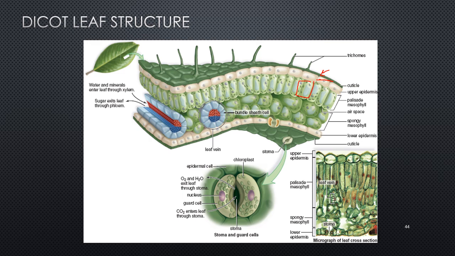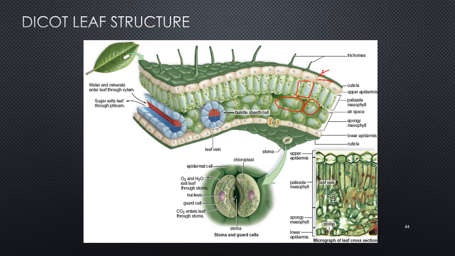Palisade, the easiest way to think of that is that there are these long stretched cells like you would see in a palace, okay? And all of the mesophyll cells is where we're going to have the chloroplast, so that's where the photosynthesis takes place. So we have palisade mesophyll cells on the top, and then on the bottom side of the leaf, or towards the bottom side of the leaf, is what we call spongy mesophyll cells.